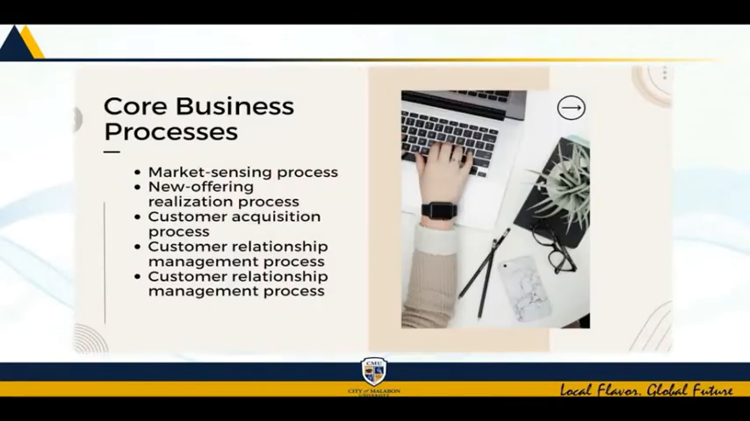Next, these are the core business processes. So pag sinabi natin core, ito yung mga bagay na hindi pwedeng mawala once the business is operating. First, we have the market sensing process. In the market sensing process, ito po yung ginagawa ng mga businesses para po makapag-collect sila ng data.